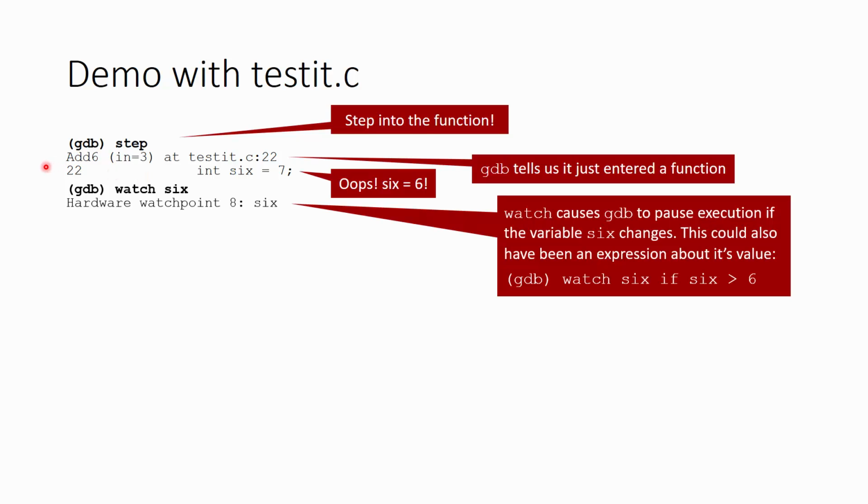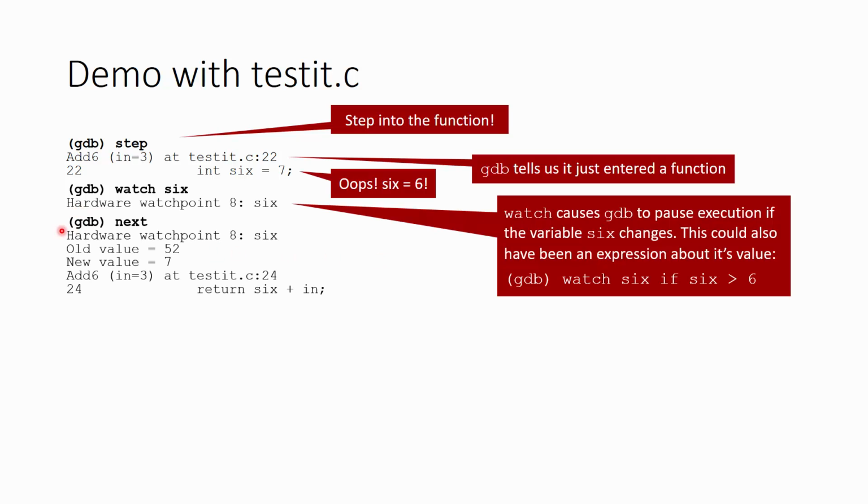This lets us know, or it will pause execution whenever the variable 6 changes, which is a powerful way to say, I don't know when this is going to happen somewhere in this code, but I know it happens somewhere, so just start running and then have the program stop when that watch point gets hit. So watch is going to cause GDB to pause execution if the variable 6 changes. And we could have written this out as a whole expression here. We could say watch 6 if 6 is greater than 6. So that also would have found the same problem. This could be as complicated as you want to try to find a particular circumstance for where some variable goes to a value that you did not expect it to go to.